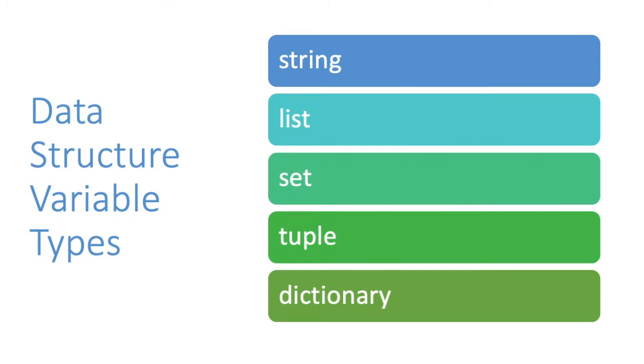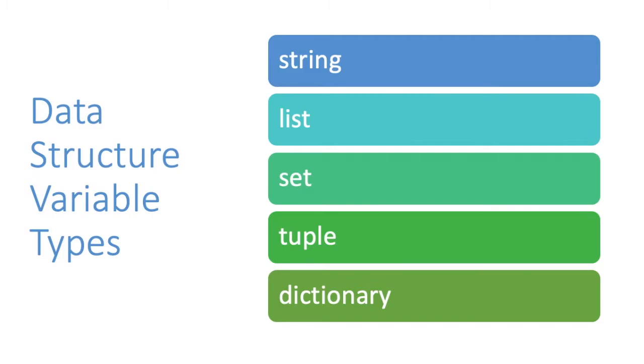Now, a set, on the other hand, is similar to a list in that it holds a collection of elements, but it is different in the sense that it only holds unique elements, and it is unordered. Tuples are also similar to lists in that they hold elements and are ordered, but they are different from lists in that they are immutable, so they cannot be changed.